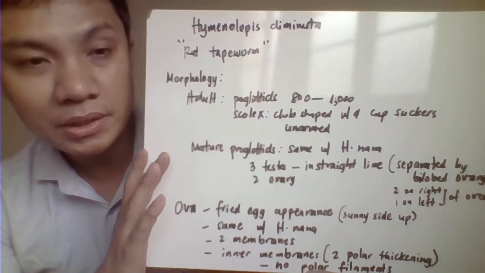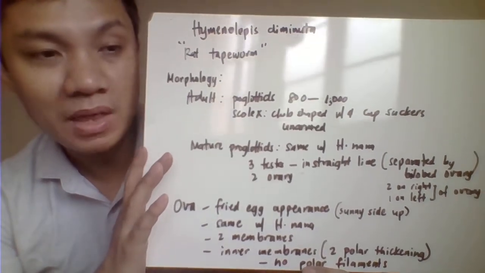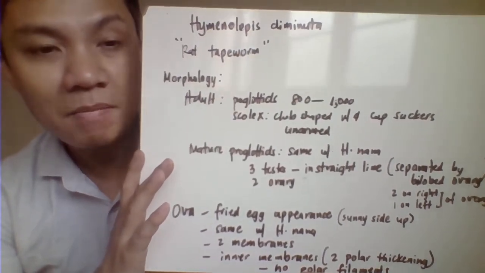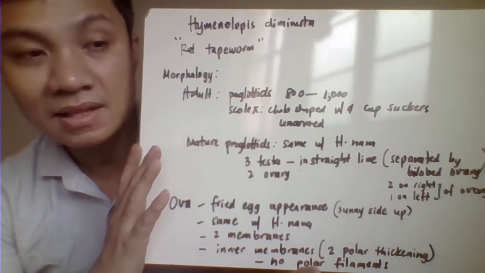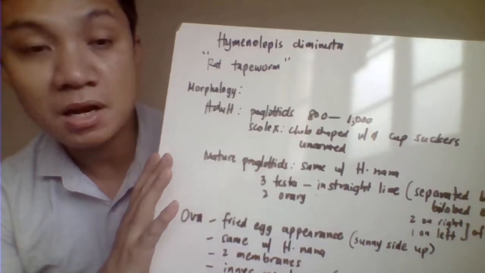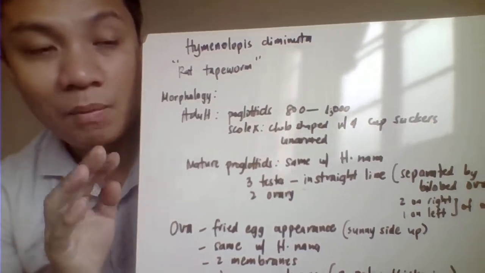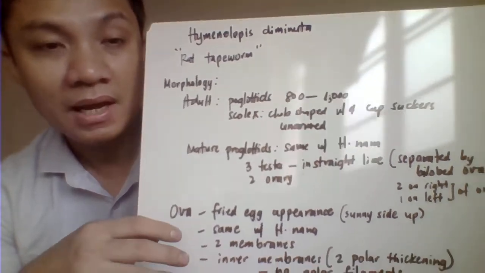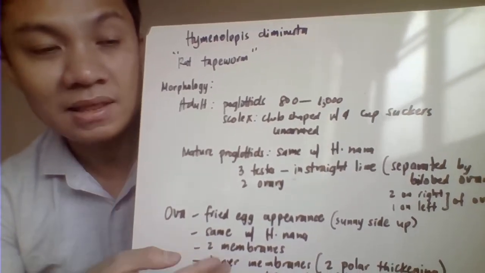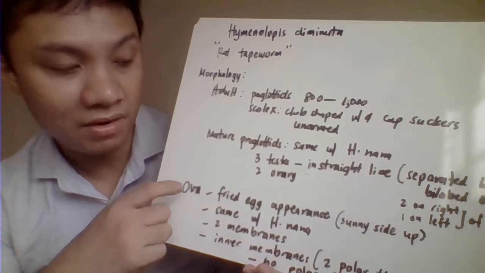For the mature proglottid, this one would have your trilobe testes, and we have here the bilobe ovary. The trilobe testes, on the other hand, nasa gitna. They are separated here by your bilobe ovary. Ang dalawang testes is nasa right side ni bilobe ovary, and the other testis is found on the left side of the ovary.